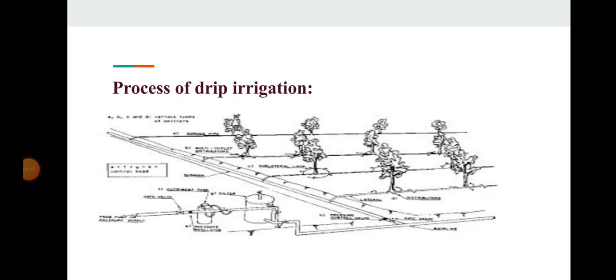Next, the process of drip irrigation. This is the process of drip irrigation. You all can see where the water is provided from, the pitcher and the main pipeline, which are connected to the subline. It goes to the crop and the crops are growing well.